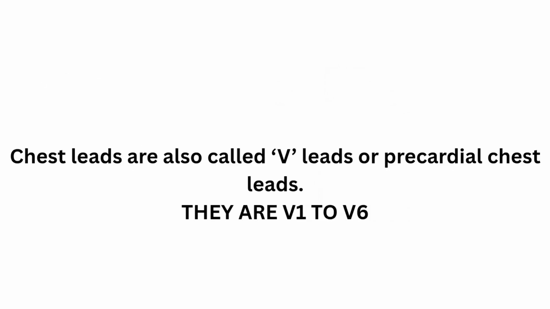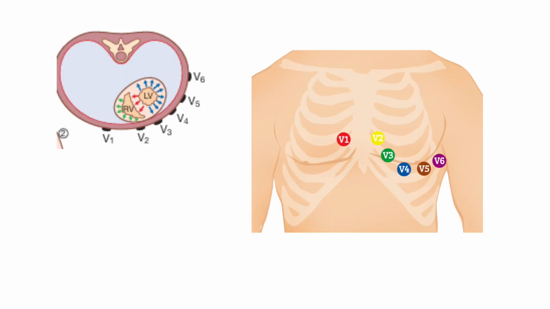Unipolar chest leads are also called V leads or precordial chest leads. The active electrode is placed on 6 points over the chest. This electrode is known as the chest electrode, and the 6 points over the chest are called V1, V2, V3, V4, V5 and V6. V indicates vector, which shows the direction of current flow.